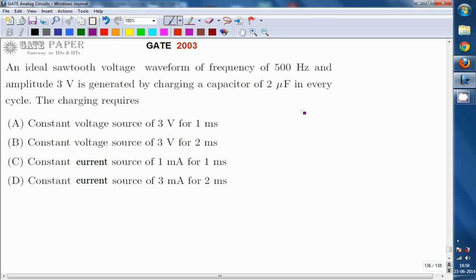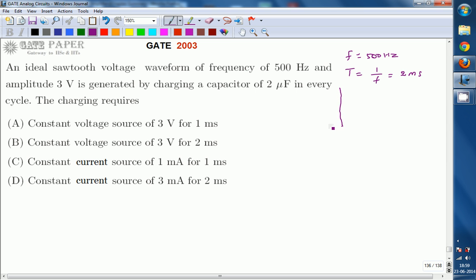So we are generating an ideal sawtooth voltage waveform of frequency 500 Hz. So frequency f is equal to 500 Hz, which implies we can get the time period. One complete cycle is 1 by f, which is 2 milliseconds. So one complete cycle is 2 milliseconds.